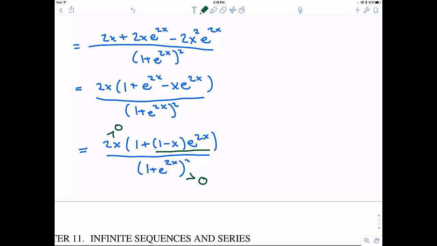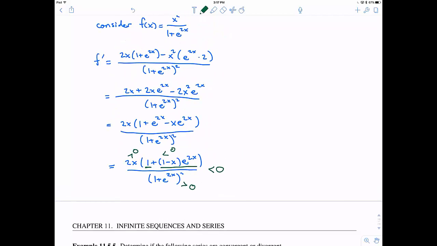Well, e to the 2x is going to be positive, right? So what about this 1 minus x? Well, this 1 minus x is going to be less than 0. And in fact, it's going to be less than, well, not 1, sorry, this is a mistake. It's actually less than negative 1, right? Because I need to add 1 to that, and then it's going to be less than 0 still. So this entire part right here is actually less than 0. So the entire thing is going to be less than 0.